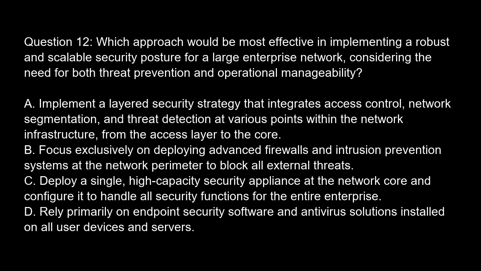Option B. Focus exclusively on deploying advanced firewalls and intrusion prevention systems at the network perimeter to block all external threats. Option C. Deploy a single, high-capacity security appliance at the network core and configure it to handle all security functions for the entire enterprise. Option D. Rely primarily on endpoint security software and antivirus solutions installed on all user devices and servers.